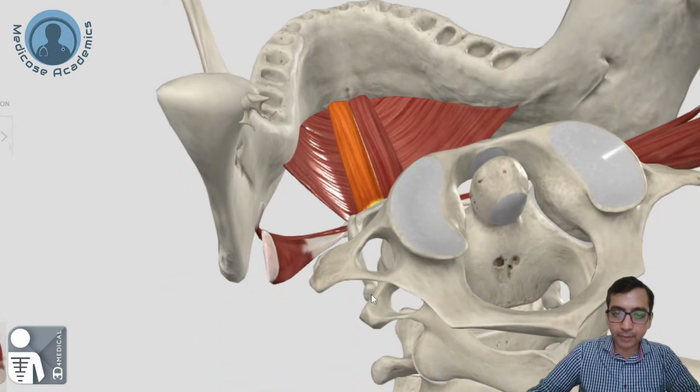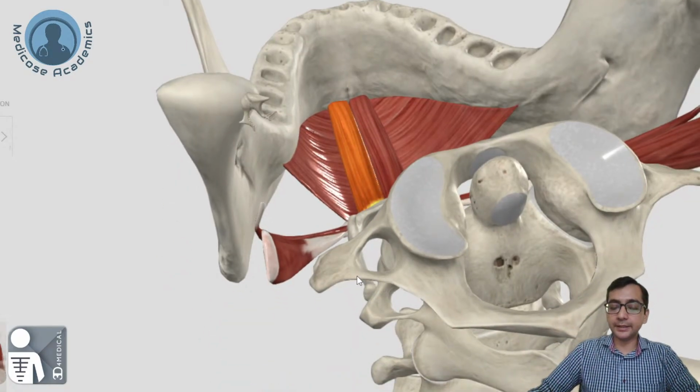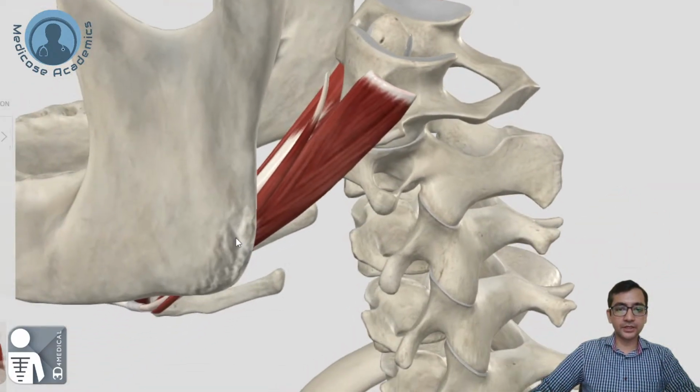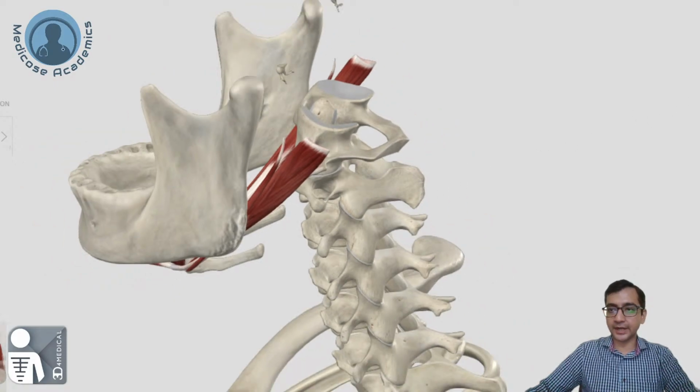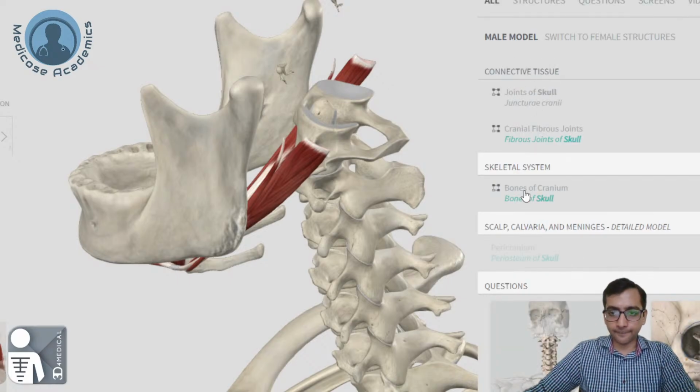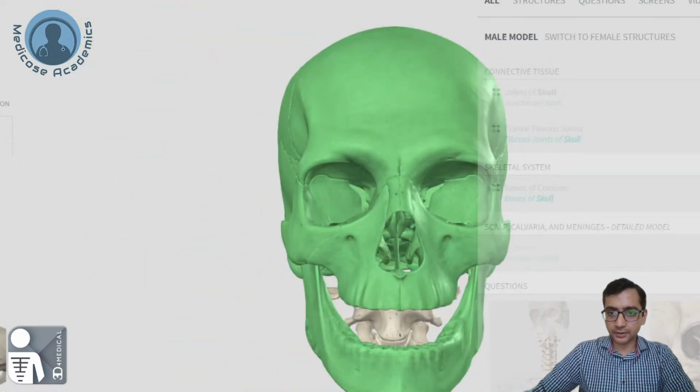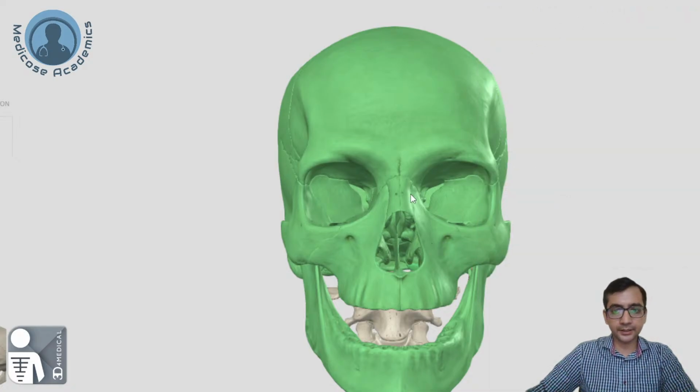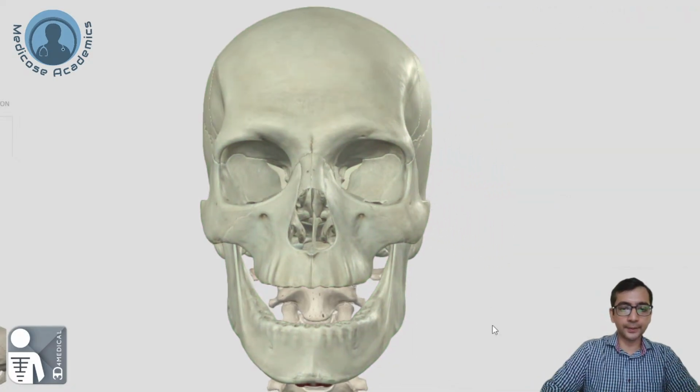So there are two muscles, mylohyoid and geniohyoid, that we discussed. For the next two muscles, we will have to get the skull in place. So let's get the skull in place. Calvaria scan. Let's get it here. Okay.